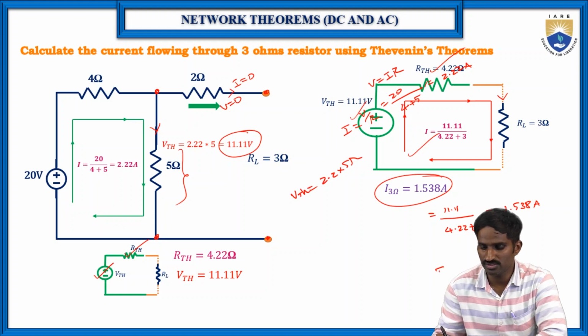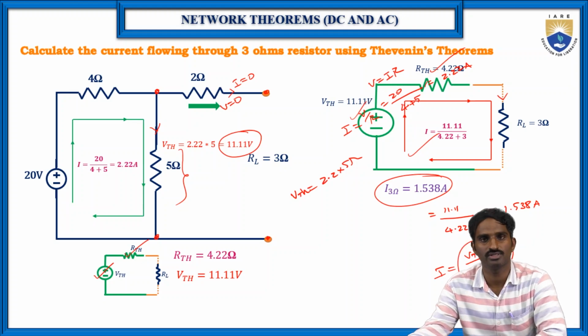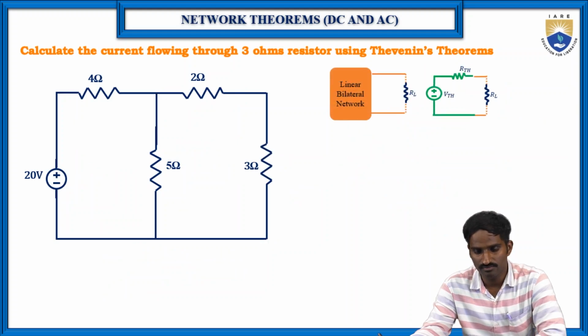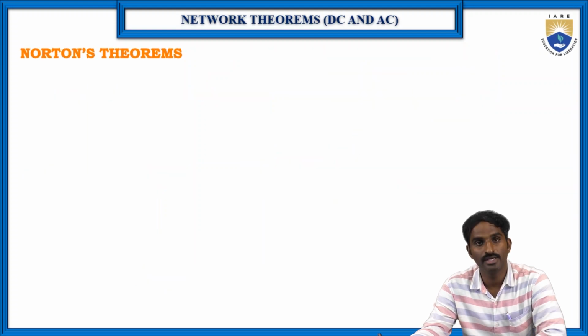Then finally, I is equal to what? V Thevenin's by R Thevenin's plus RL. Then you can substitute the values here so that we will get the current flowing through the load resistance. Right? Then next we will go for the next theorem, which is Norton's theorem.